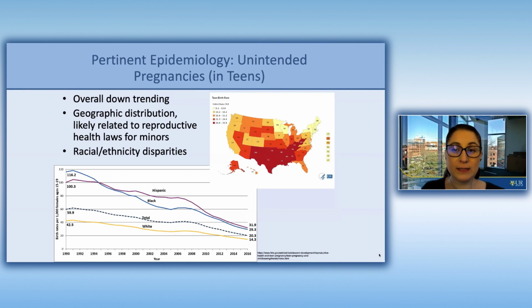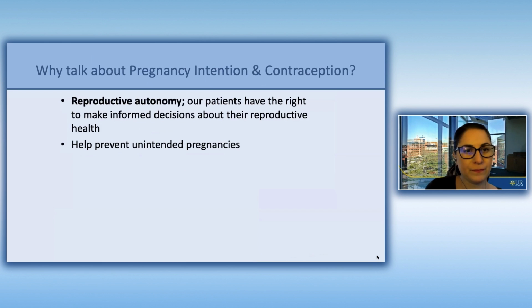Talking about unintended pregnancies, particularly in teens. Overall, the data shows that it is downtrending, which is good. You can see here in this map from the CDC that the lighter yellow portions are lower rate of unintended pregnancies in teens, and the more red it becomes, the higher the rate. This is a very clear geographic distribution, and it's likely related to reproductive health laws affecting minors, which we'll talk about a little bit later, and also racial and ethnic disparities.